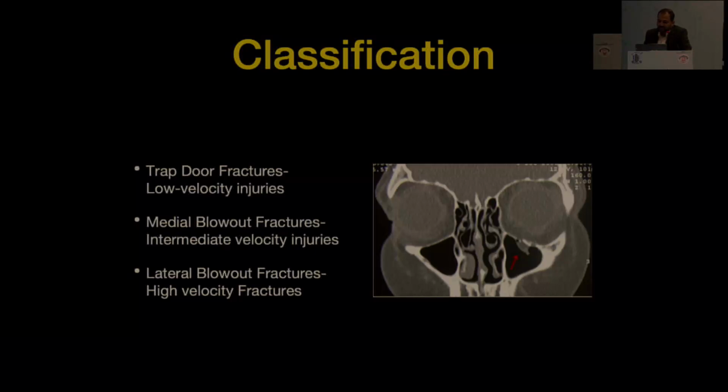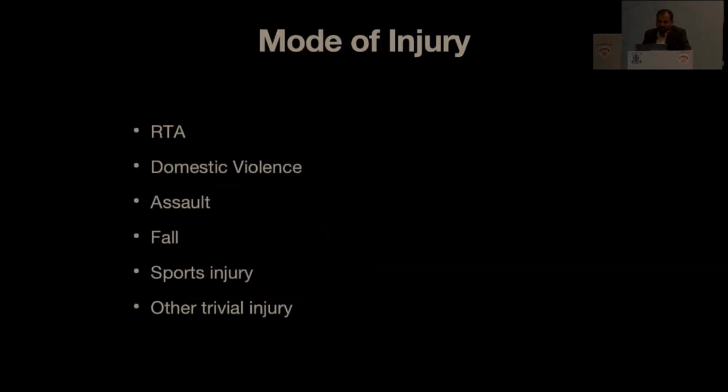Mathog and Kulwin classified the fractures based on the energy of impact, the degree and extent of comminution and displacement observed on CT. It could be a trapdoor fracture with low velocity injuries, or a medial blowout fracture that is usually seen with intermediate velocity injuries, or if the velocity is high enough, then it may cause lateral blowout fractures. So the mode could be road traffic accident, domestic violence, assault, fall, or any trivial injury.